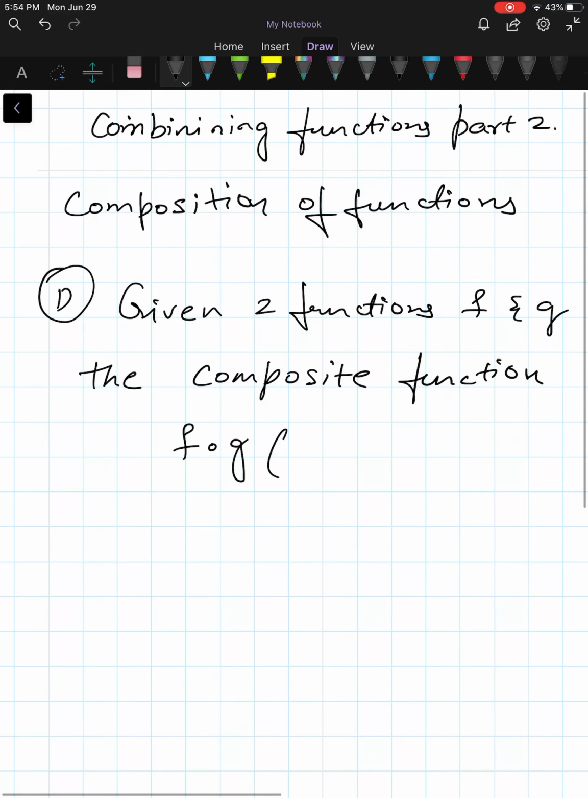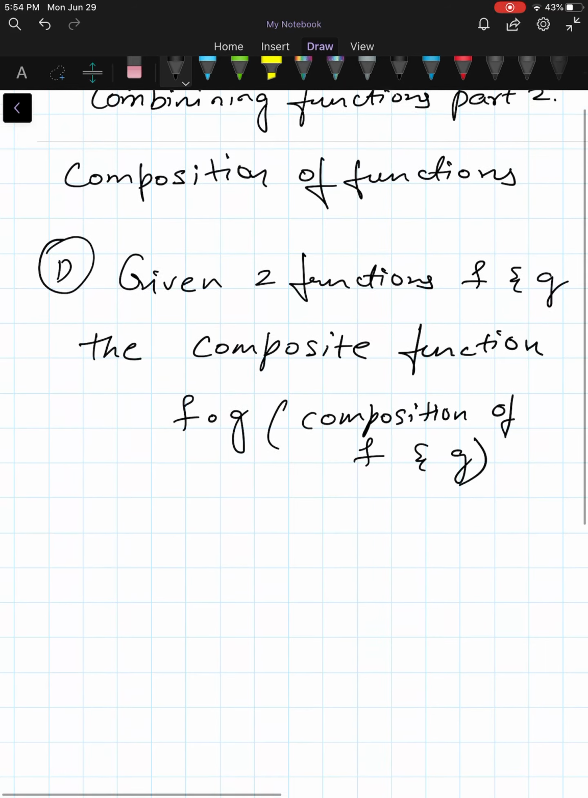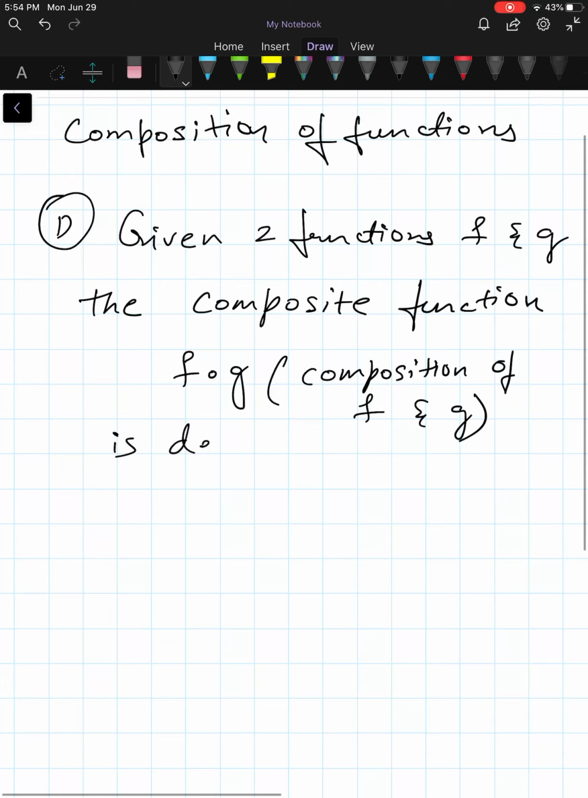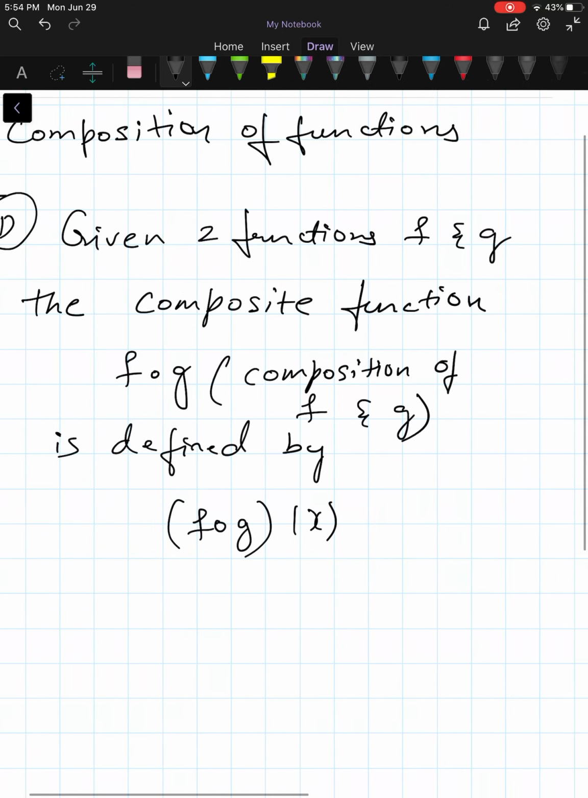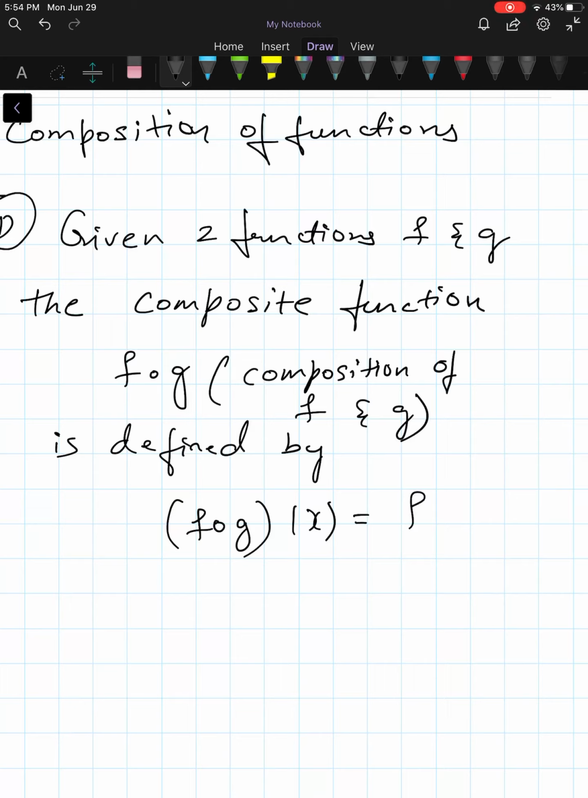This is called the composition of f and g. It is defined by f compose g, and if it acts on an element, this is nothing but f of g of x. That is, you operate on the output of g. First you operate g on x, you will get an output, and then on that output you operate f.